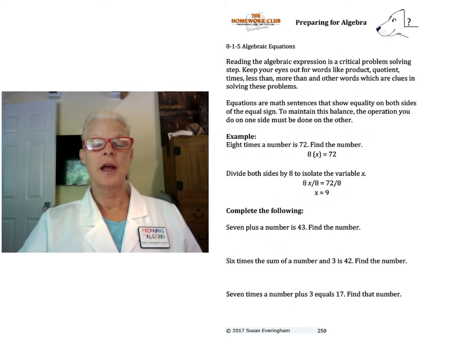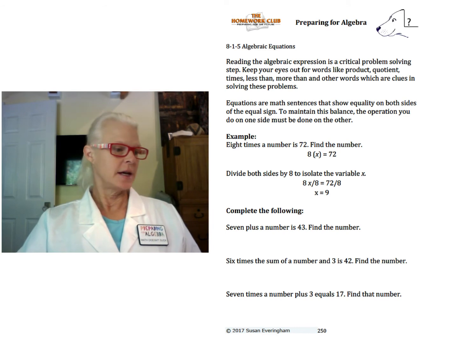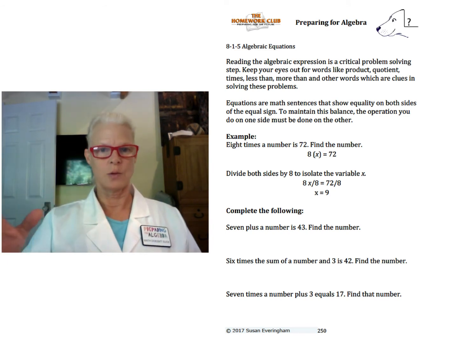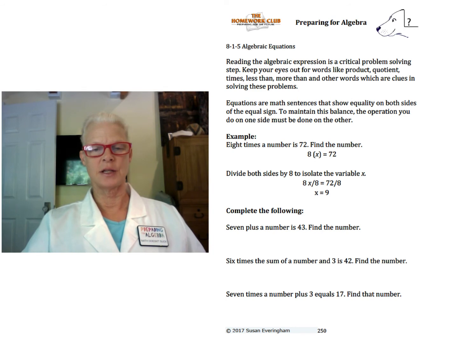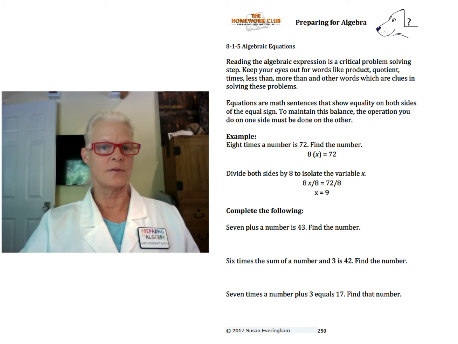Page 250, we're now looking at algebraic equations. And equations have equal signs, as discussed. So these equations are math sentences that show equality on both sides of an equal sign. The example here is 8 times a number is 72. I know this feels like we're going backwards, but let's just continue on, and you'll see on the next page how we add these equations into our problem solving.